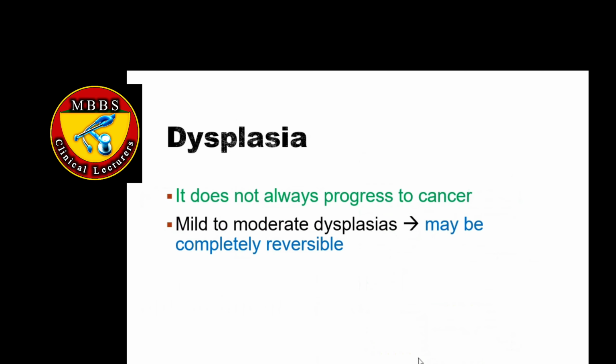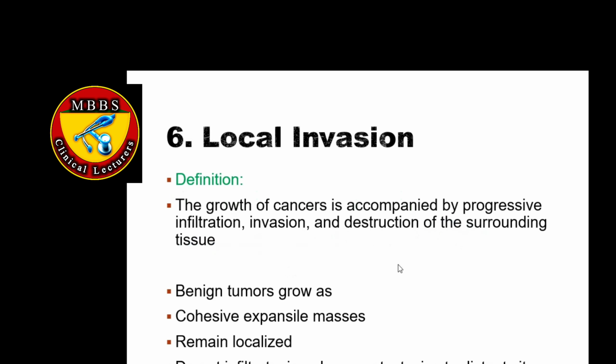Okay, so dysplasia does not always progress to cancer. We have seen that the initial stages, the low grade of dysplasia, are reversible. Mild to moderate dysplasia may be completely reversible. So local invasion, what's local invasion? The growth of cancers accompanied by progressive infiltration, invasion, and destruction of the surrounding tissues.